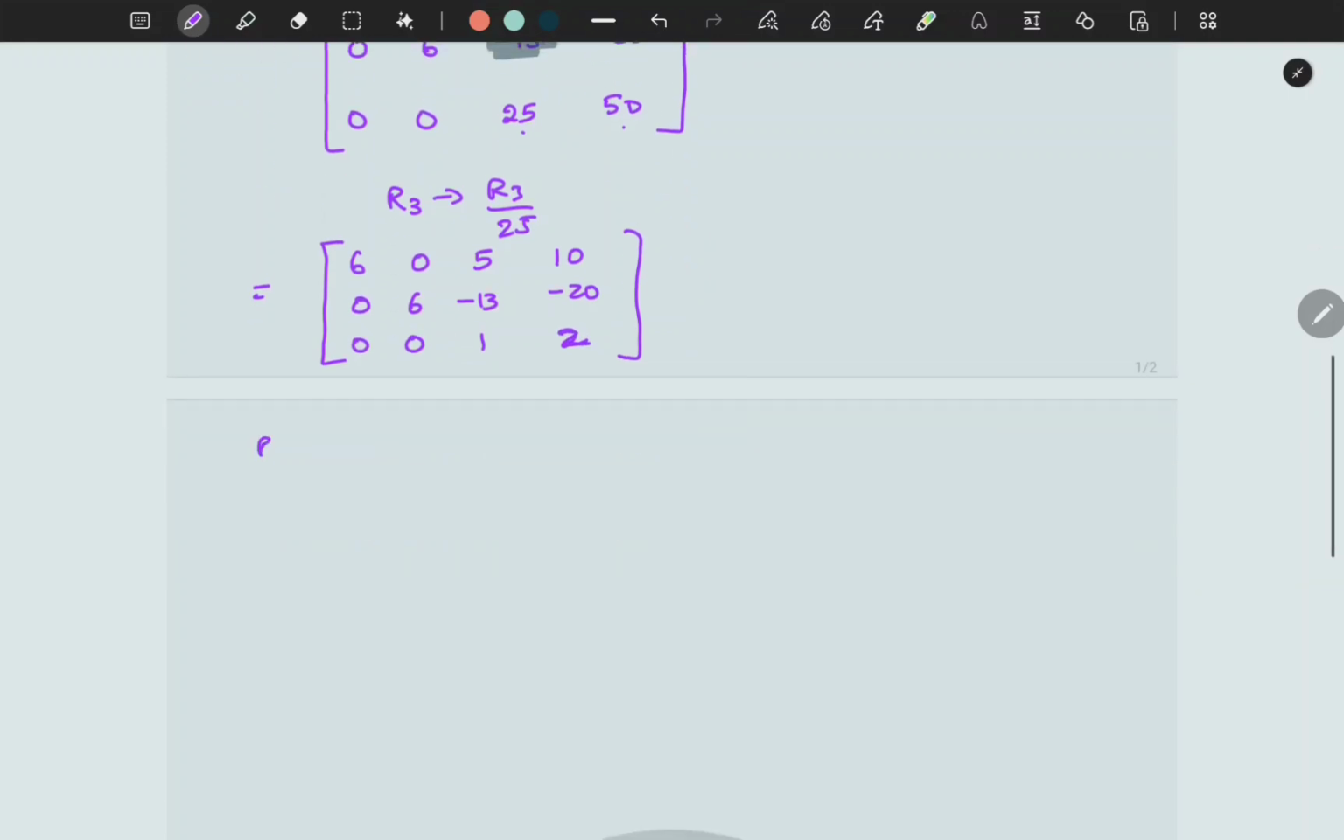Okay. Now, what is the operation on row 1? We have to make this as 0 and this as 0 with the help of row 3. So operation on row 1 should be row 1 minus 5 times row 3. We have to use row 3 only. Okay. And for row 2, what do we do? Row 2 plus 13 times row 3. I hope you understood this.